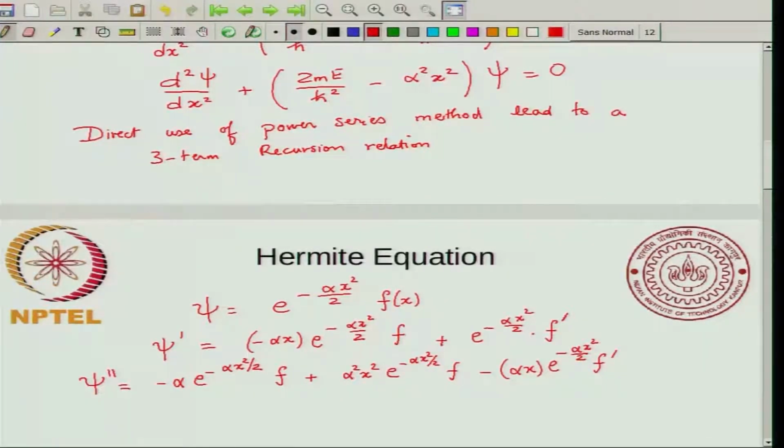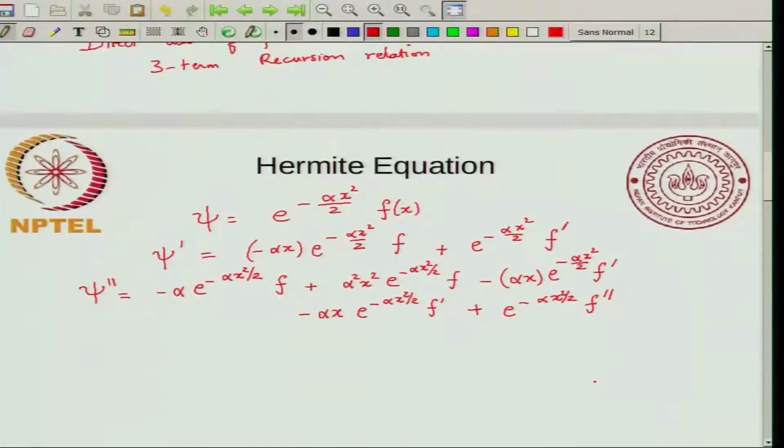Now, from the second term you will get 2 terms. So, the 2 terms you will get are one term that will look exactly like this. So, it will look like minus alpha x e to the minus alpha x square by 2 f prime. So, that came from the derivative of e to the minus alpha x square, and then you will get one last term that looks like plus e to the minus alpha x square over 2 f double prime. So, these are the terms that you get in psi double prime.